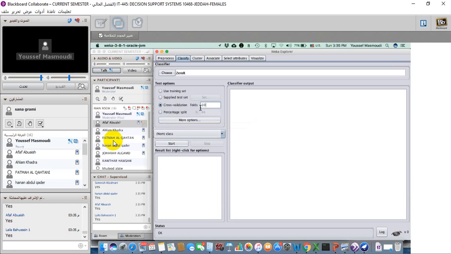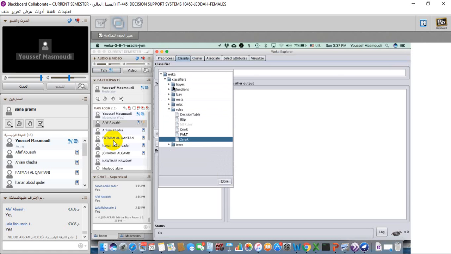You can choose the number of folds. By default it's 10. Okay, now I will choose the classifier. I will click on choose here the classifier. I will find several algorithms already implemented in Weka. In Weka you will find all the algorithms of data mining.